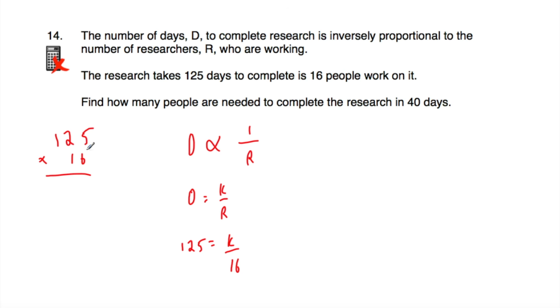So 6 times 5 is 30, put a 0 down, carry our 3. 6 times 2 is 12, plus 3 is 15, put a 5 down and carry a 1. And 6 times 1 is 6, plus 1 is 7.